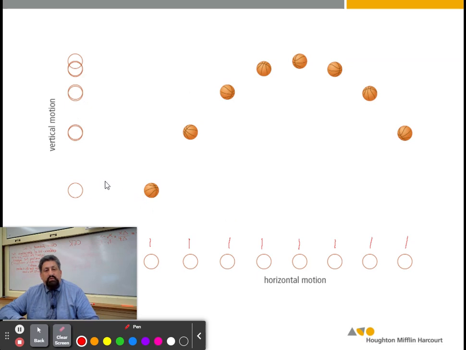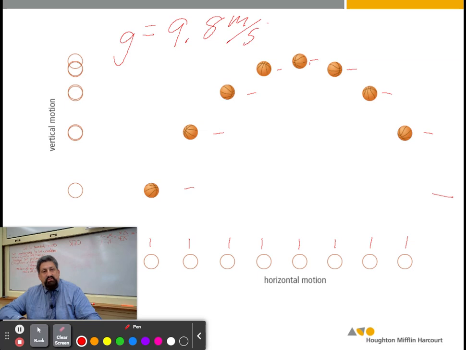However, what's it doing vertically? Well, vertically it moves up, and it slows down as it moves up until it reaches the top of its path, and then it starts speeding up as it moves back down. Why? Because now it has a force pushing it down. It has the force of gravity, and gravity will cause it to accelerate downward at 9.8 meters per second squared.